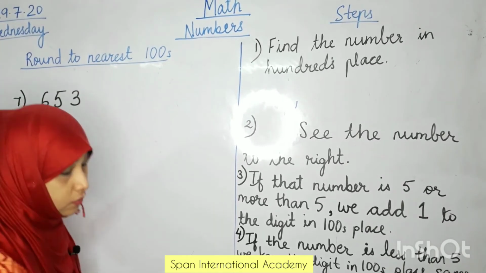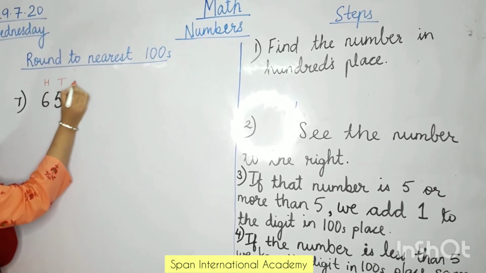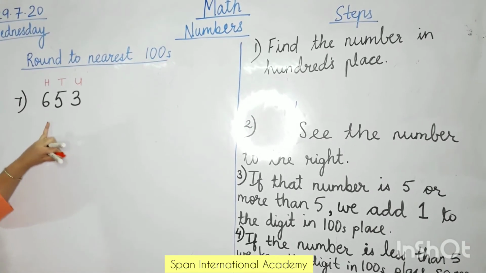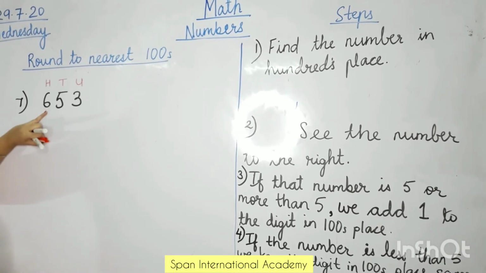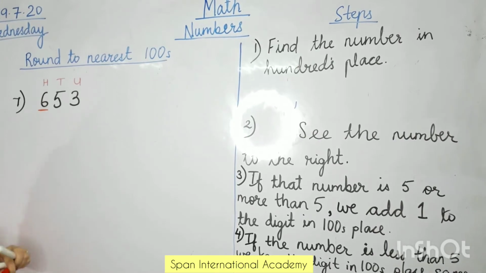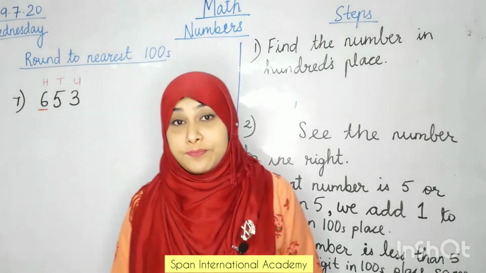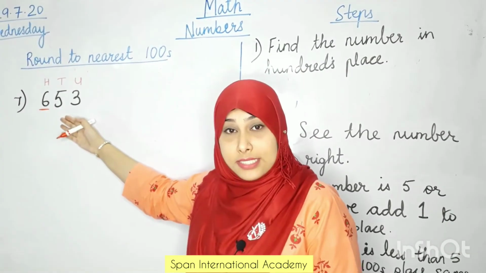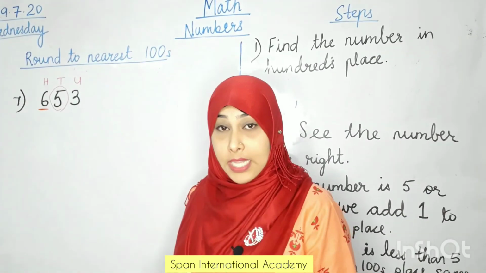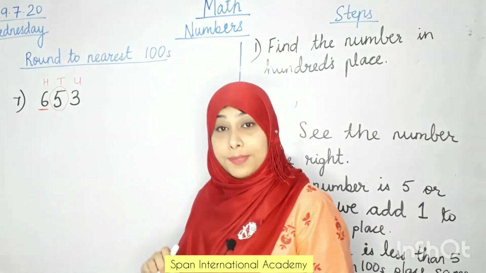We have to find out the number in the hundreds place. So I will write hundreds, tens and units. This is the place value. My first step told me to find the number in the hundreds place. So number 6 is in the hundreds place. My second step tells me to see the number to its right. Now which number is to its right, students? Yes, you all are right. It is number 5. Step number 1 and step number 2 are complete.